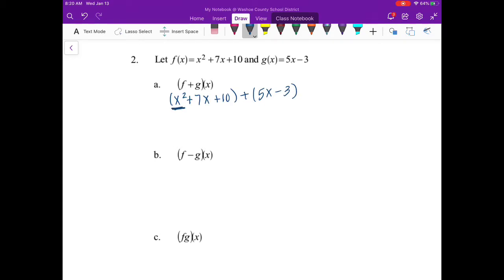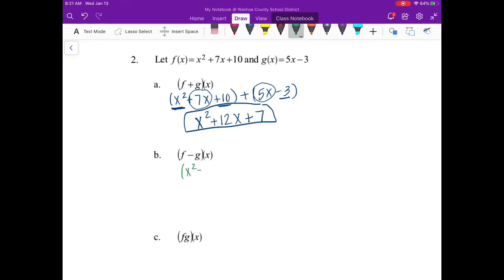I'm going to combine my like terms. X squared doesn't combine with anything, so I just get x squared there. Then I have 7x and 5x, so that's 12x. And then 10 minus 3 is a positive 7. Okay, and that's my answer for the addition portion of this.